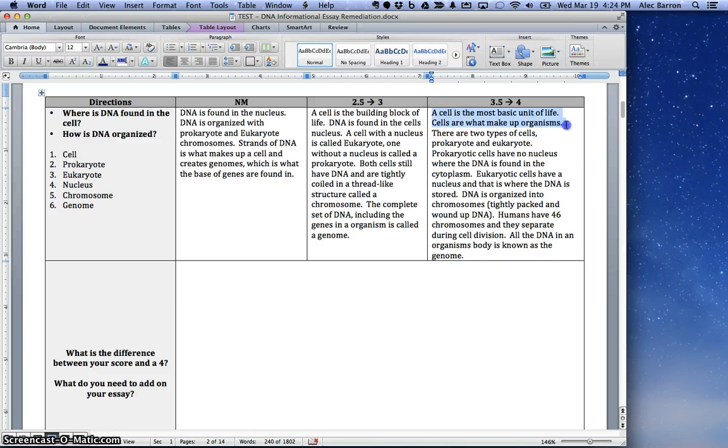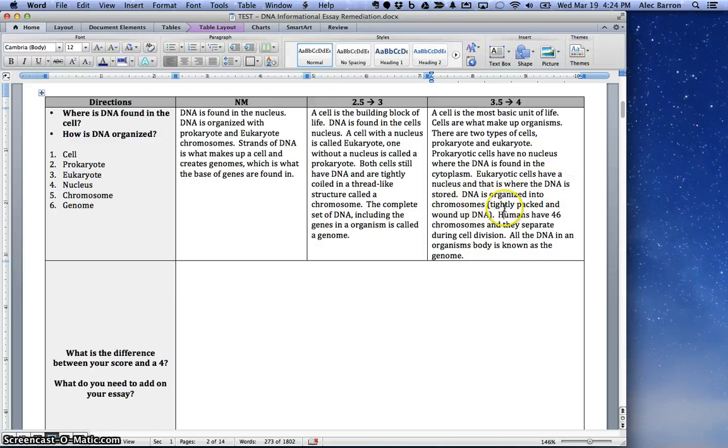There's a more thorough definition of a cell. See how the author stops and then defines a cell and says how it relates to organisms, living things. There are 2 types of cells, prokaryotic and eukaryotic. And by the way, this scholar over here does not necessarily have a 4. Prokaryotic cells have no nucleus, where the DNA is found in the cytoplasm. Eukaryotic cells have a nucleus, and that is where the DNA is stored.